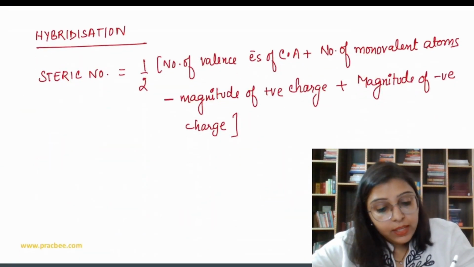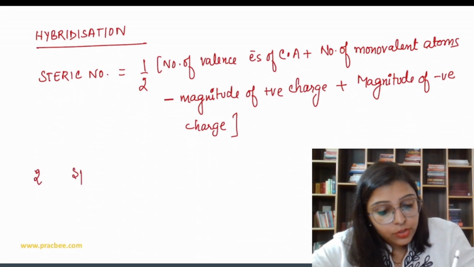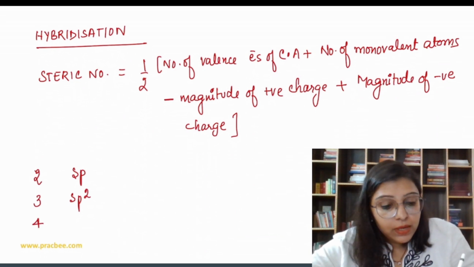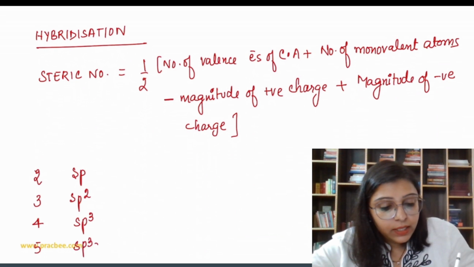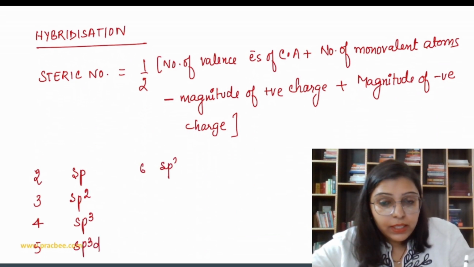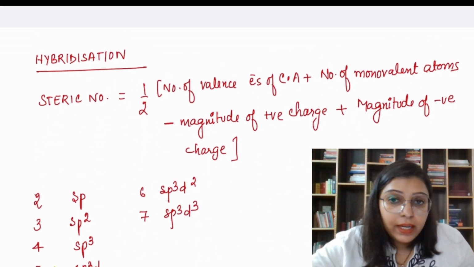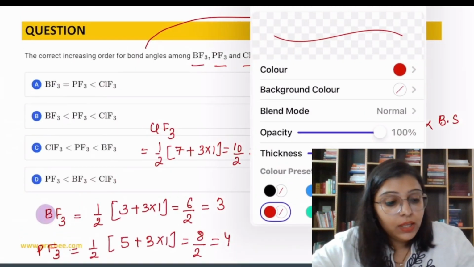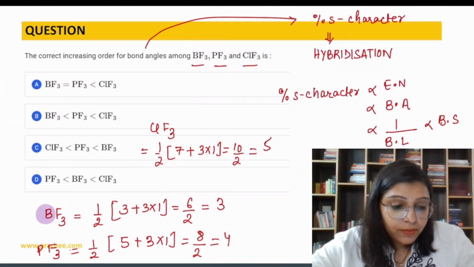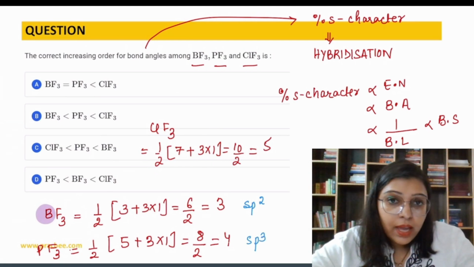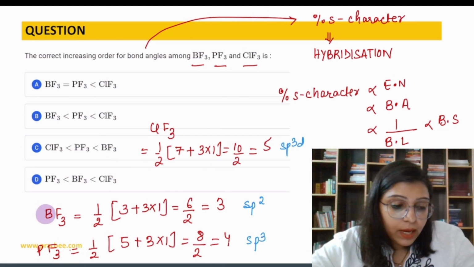So see, if the steric number is 2, then hybridization is sp. If steric number is 3, hybridization is sp2. If steric number is 4, hybridization is sp3. If steric number is 5, then sp3d, 6 sp3d2, and for 7 sp3d3. Okay, so now if I write down the correct hybridization with respect to the given molecules, then in BF3 we have sp2 hybridization, in PF3 we have sp3 hybridization, and in ClF3 we have sp3d hybridization.